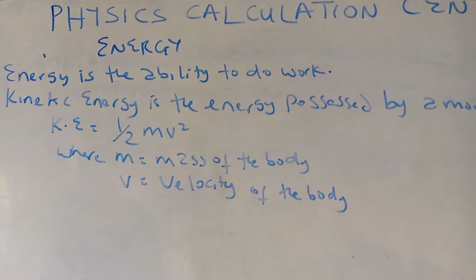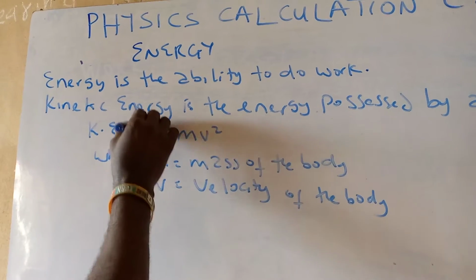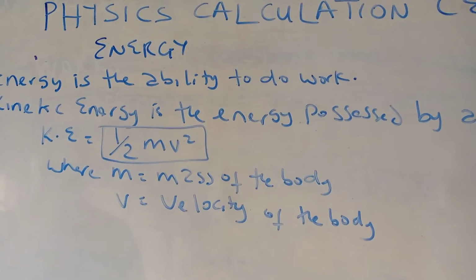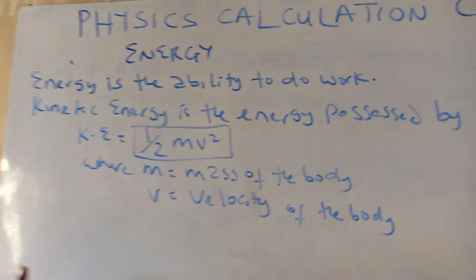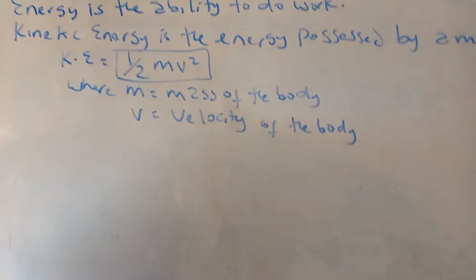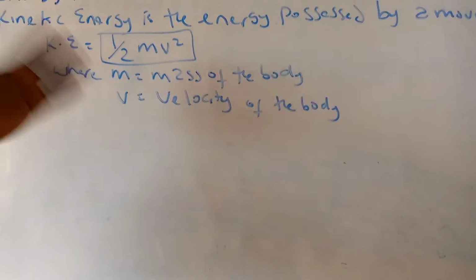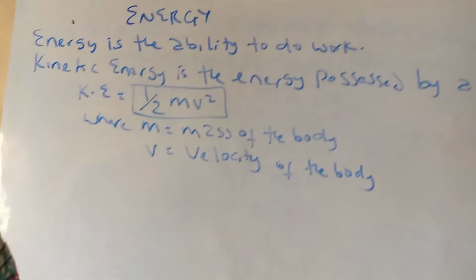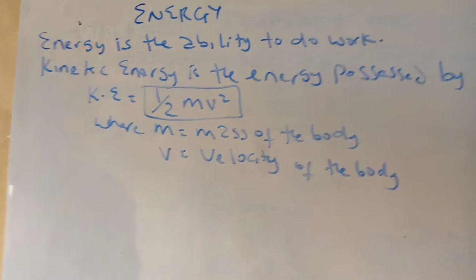Kinetic energy is half mv squared. Do not forget that. Very important. Formulas in physics are very important for you to understand, so you need to follow them step by step for you to remember. It's basically half mv squared, where m is mass and v is velocity.